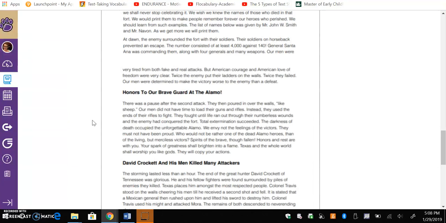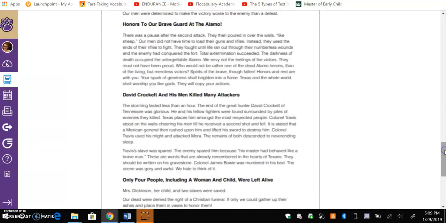Our men were very tired from both fake and real attacks, but American courage and American love of freedom were very clear. Twice the enemy put their ladders on the walls. Twice they failed. Our men were determined to make the victory worse to the enemy than a defeat. Honors to our brave guard at the Alamo.